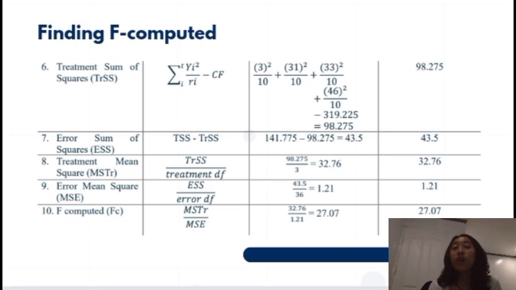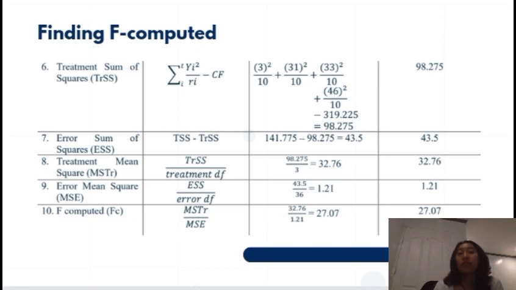So after that, pumunta na tayo sa error sum of squares. So since we already find our TSS and TRSS, we just have to subtract it by each other. So 141.775 minus 98.275 is equals to 43.5.